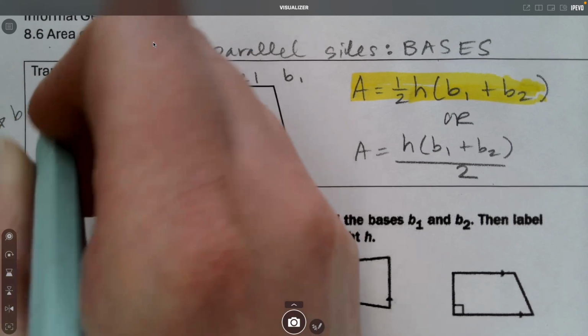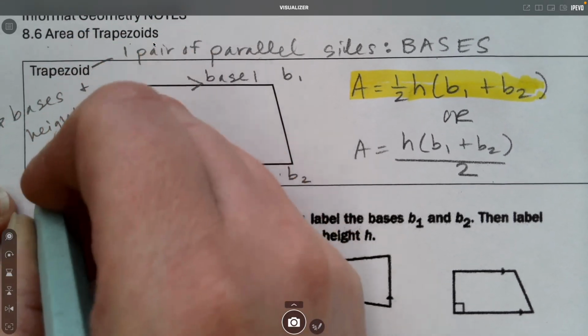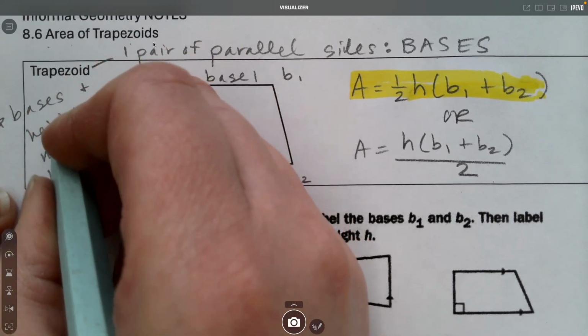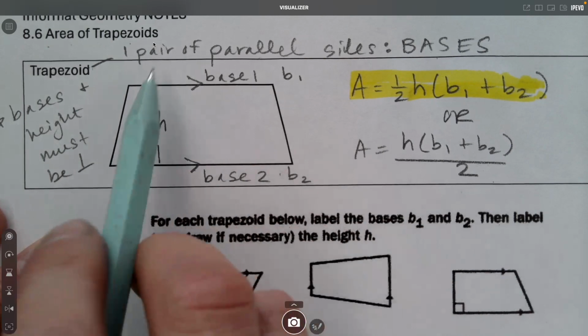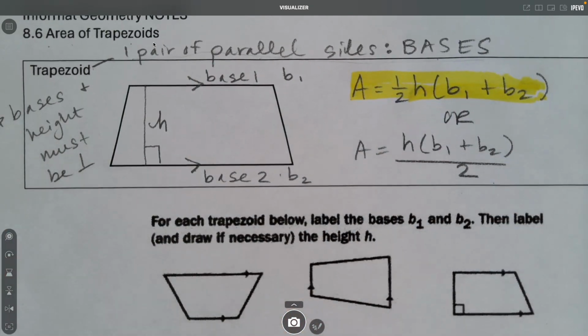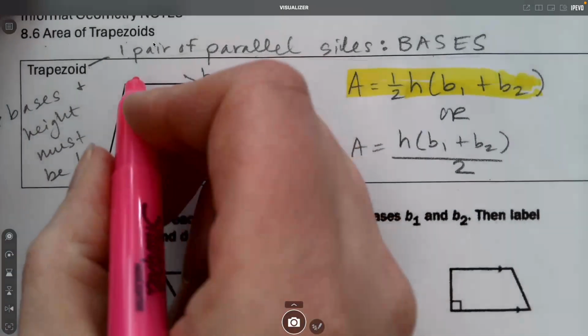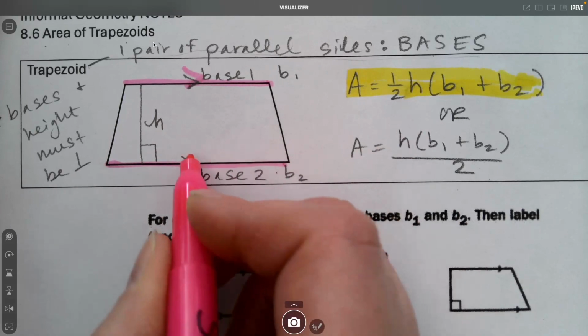The other thing we need to add here is bases and height must be perpendicular. So we can't forget about that. That's the little note I want to add. And now you can see why I put that definition up above, because there just wasn't going to be space in the box. And I think I also want to show with pink highlighter those parallel sides that are my bases.